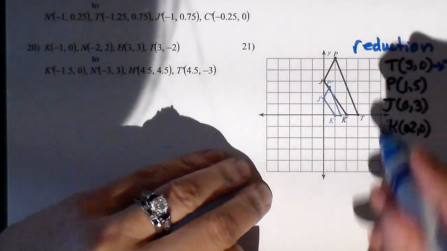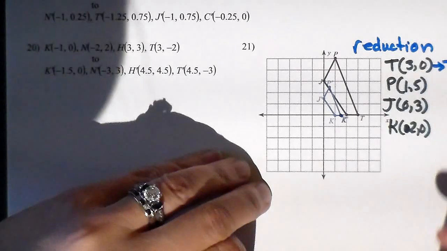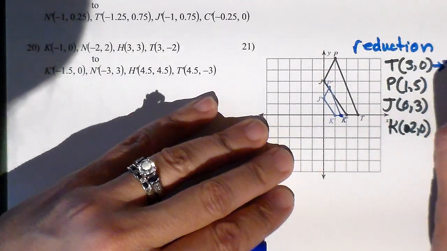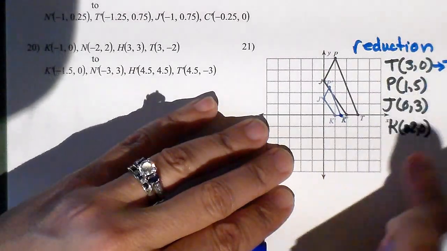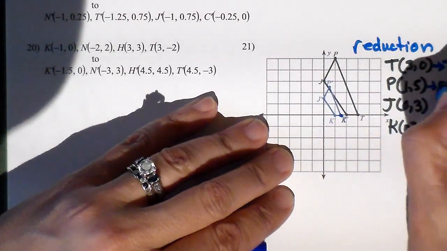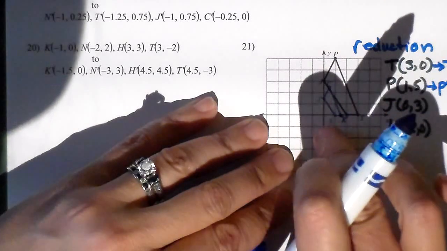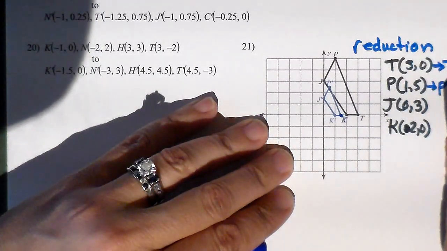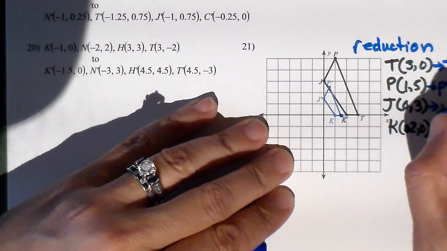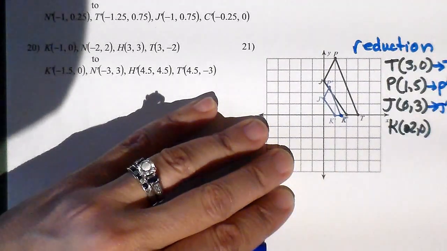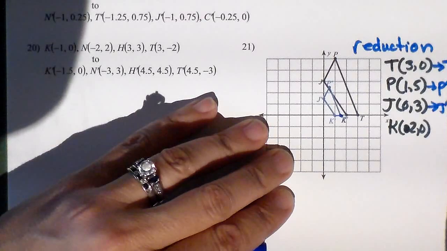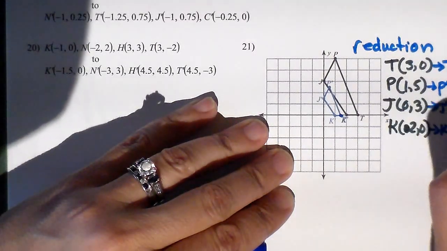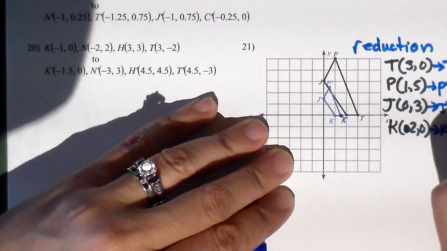All right, so T prime is right there. That looks like it's about 1.5, 0. Just your best guess. P prime is right there. That looks like it's about over 0.5 and up 2.5. So 0.5, 2.5. J prime is at 0, 1.5. That's this one. And K prime is at 1, 0.